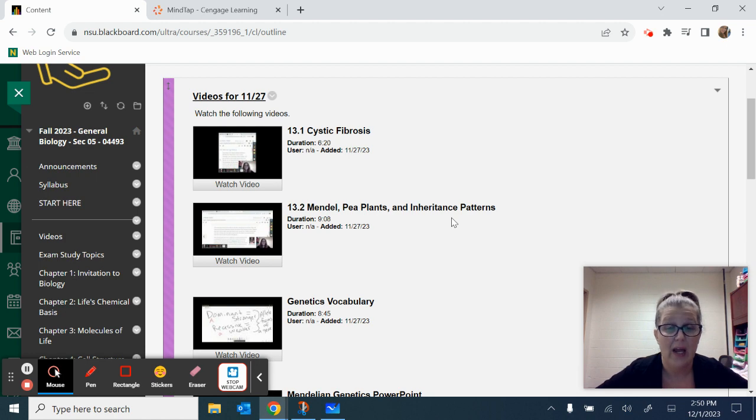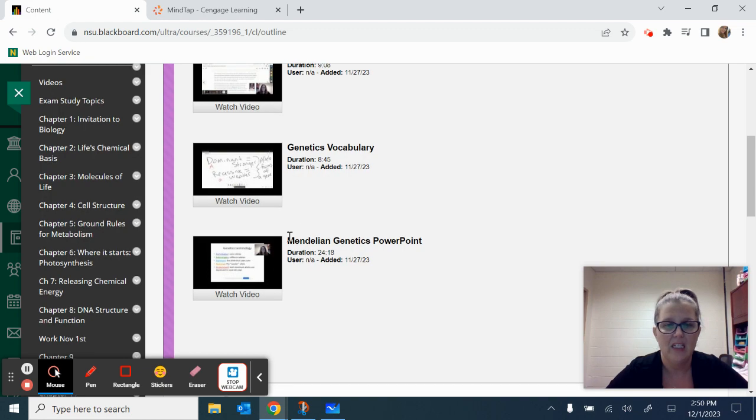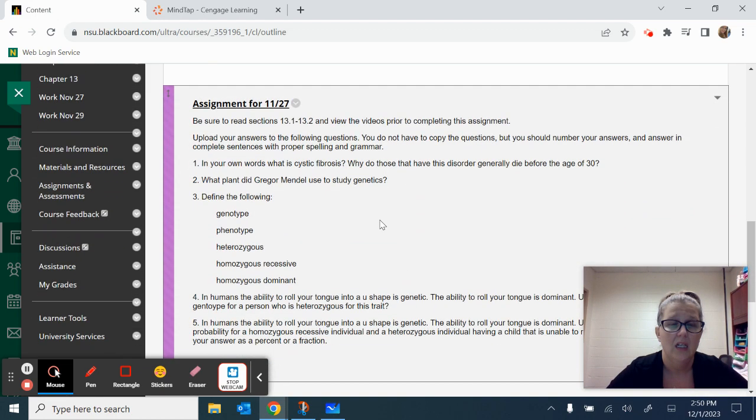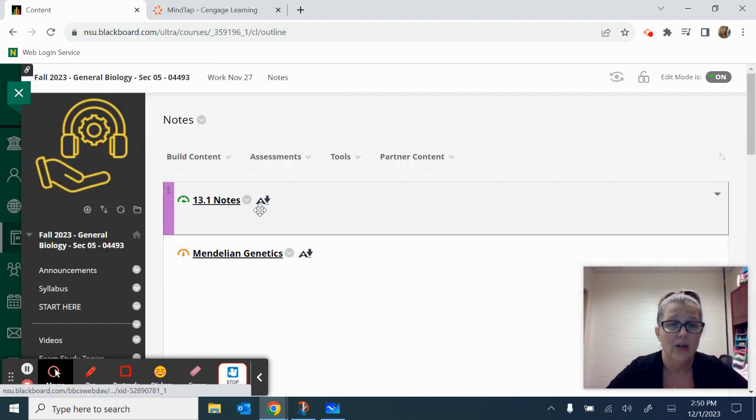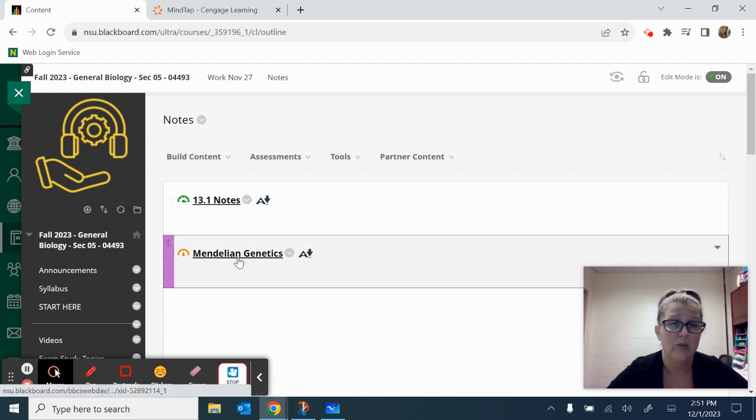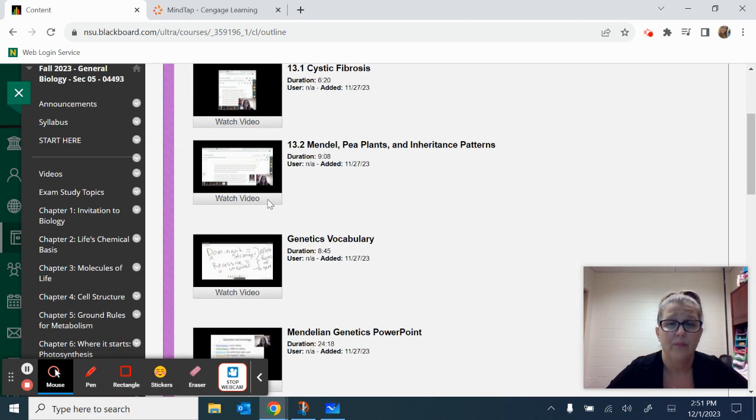The genetics vocabulary. Very, very heavy on that. If you have not seen this PowerPoint, I have a good PowerPoint linked here. Notes on 13.1 will help you with the cystic fibrosis stuff, and then the Mendelian genetics will help you with the rest. I go over genetics vocabulary in this. I'm not going to do a whole other thing about it because it's there.